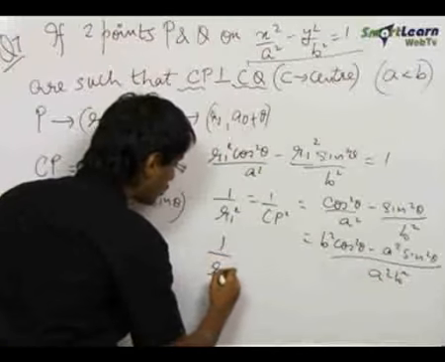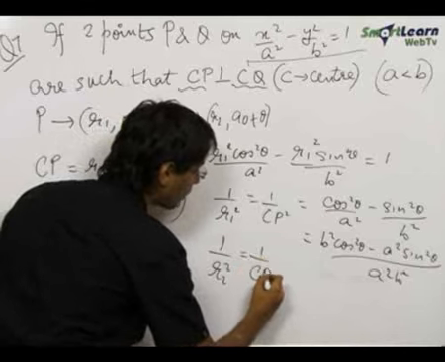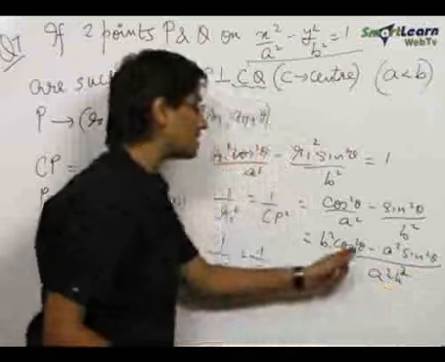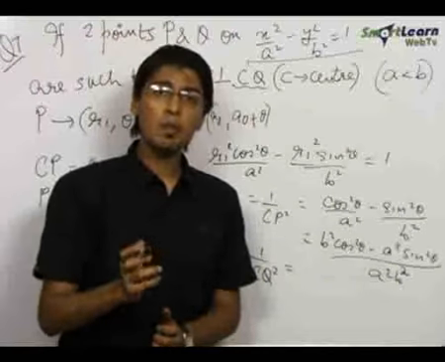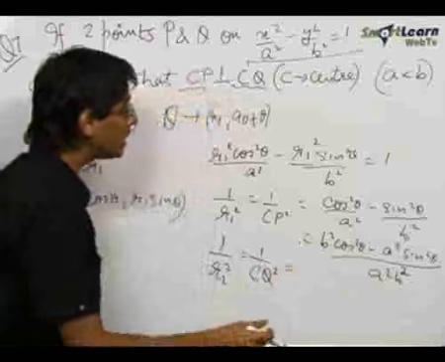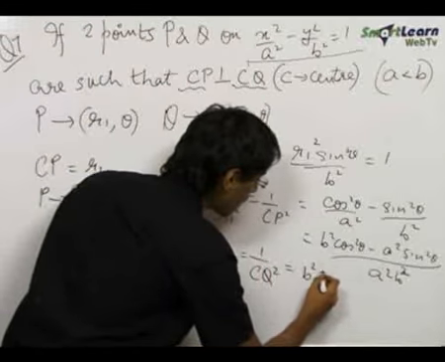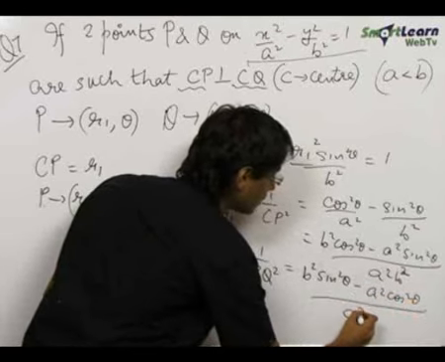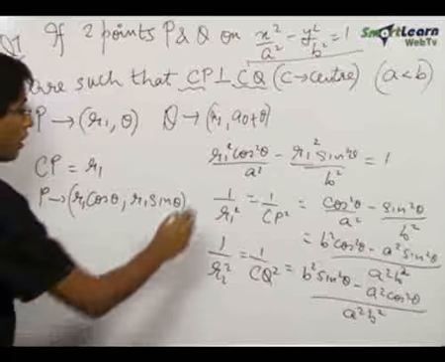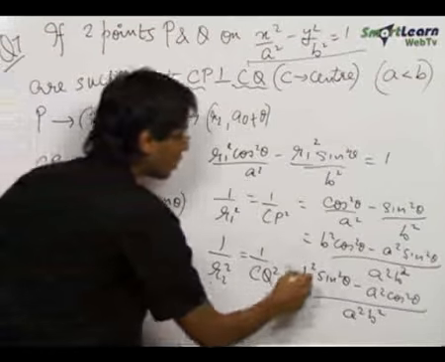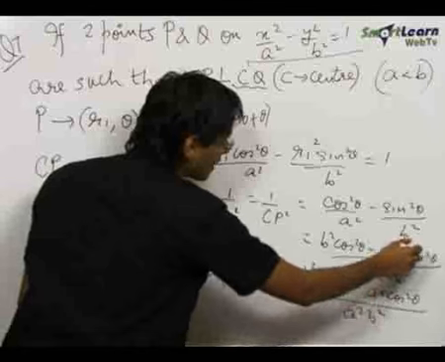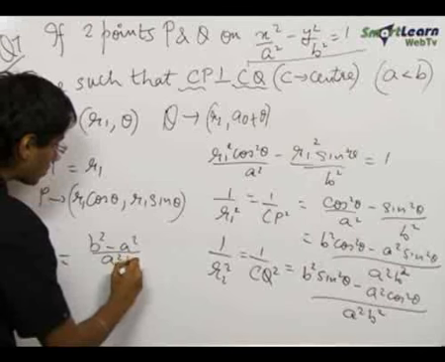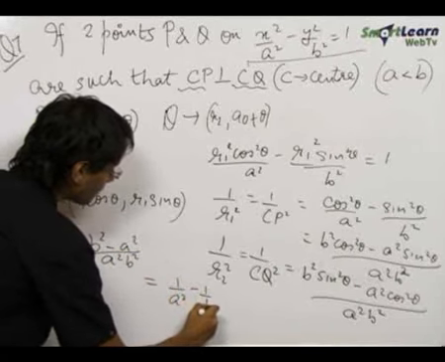Similarly, the value of 1 upon r2 square, or for that matter 1 upon CQ square, can be calculated by just replacing theta by 90 plus theta, because CQ is perpendicular to CP. So this becomes b square sin square theta minus a square cos square theta upon a square b square. On adding both, in the numerator we get b square times cos square plus sin square, which is 1, minus a square times sin square plus cos square, which is again 1. So this becomes b square minus a square upon a square b square, or 1 upon a square minus 1 upon b square.